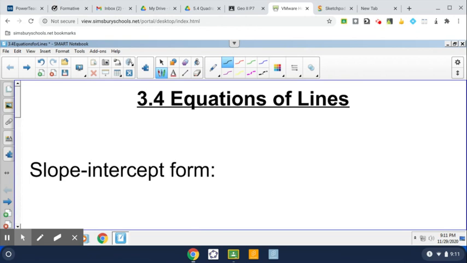In this section, we'll talk about technically algebra review from last year, and at the end, I'll talk about slope a little bit. So first thing, slope-intercept form.